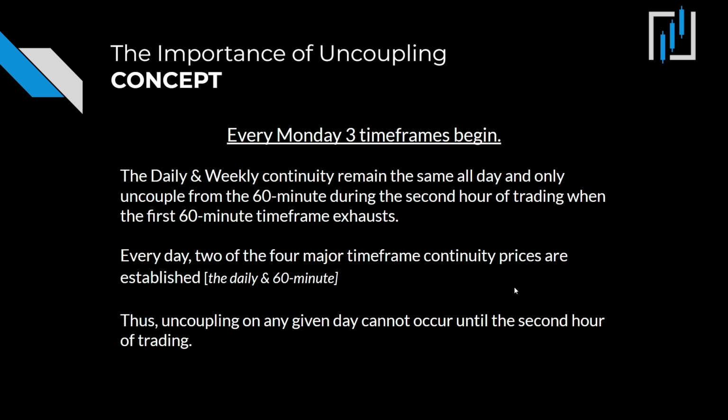Every Monday, 3 time frames begin. The daily and weekly continuity remain the same all day because they both open right at the open on Monday, and only uncouple from the 60-minute during the second hour of trading when the first 60 time frame exhausts. Every day, 2 of the 4 major time frame continuity prices are established, the day and 60-minute. Thus, uncoupling on any given day cannot occur until the second hour of trading.